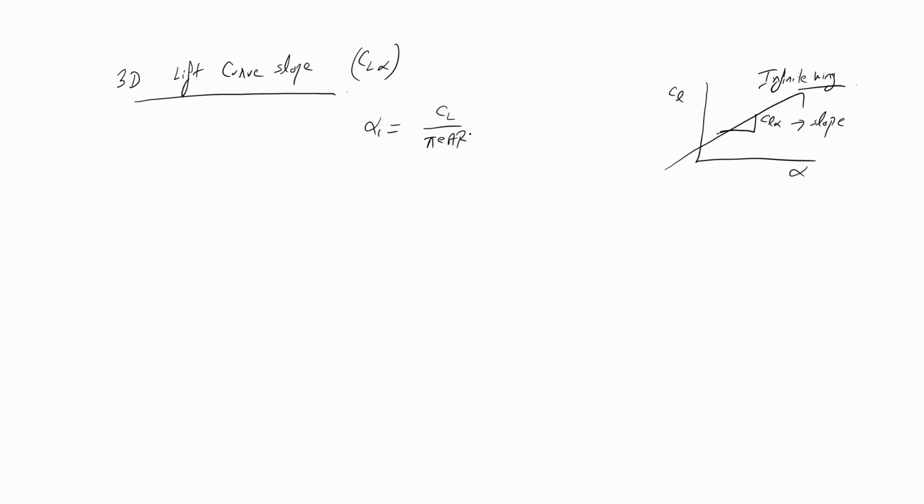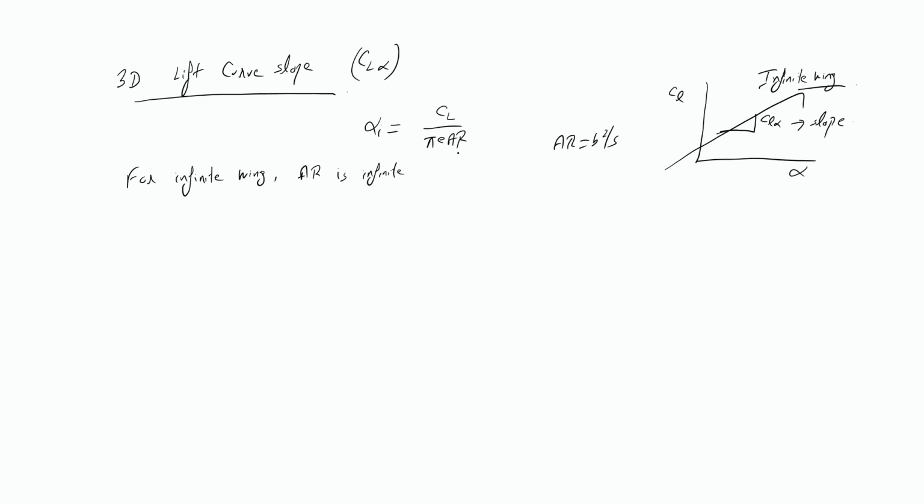Okay. So now for an infinite wing, how much is your aspect ratio? Aspect ratio was what? Aspect ratio was b square by S. Now the span is infinite, so your aspect ratio will become infinite. Okay. So for an infinite wing, aspect ratio is infinite.